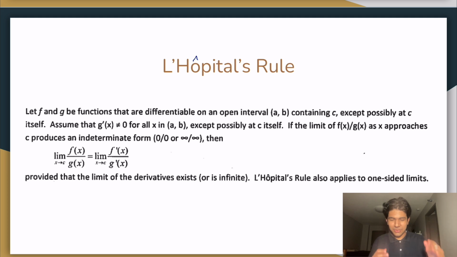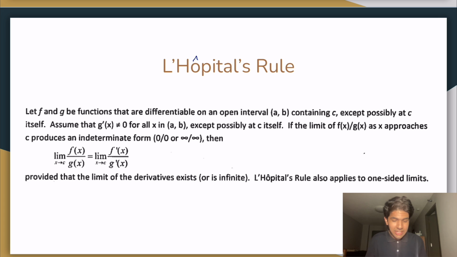Anyways, so L'Hopital's rule says that, let f and g be functions that are differentiable on some open interval containing c, except possibly at c. So c is going to be the value that our variable approaches in our limit. And then we're going to assume that g prime of x does not equal 0. That we can worry about in just a moment.